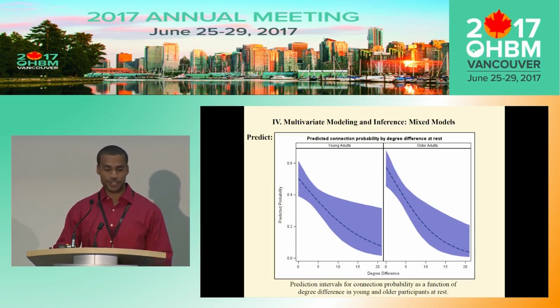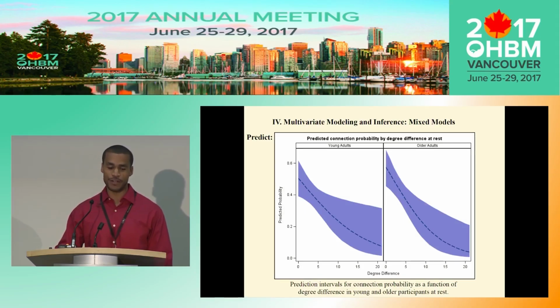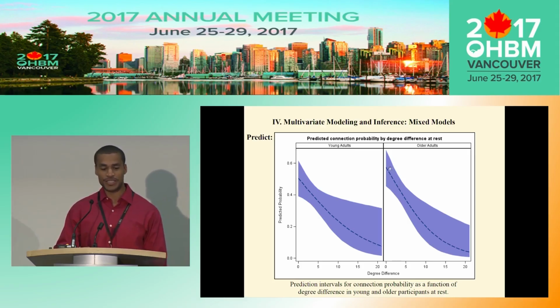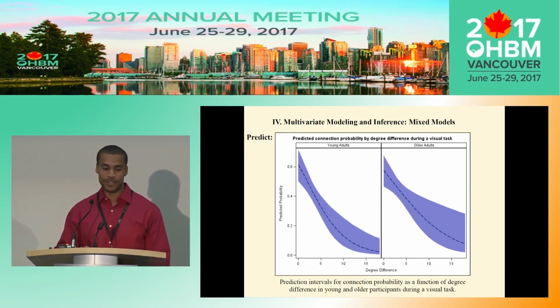And so just to illustrate one of the modeling approach's utilities, we looked at the prediction intervals for connection probability as a function of degree difference in young and older adults. And so what we can see is that in older adults, when you have 2 regions with the same degree, they have a higher predicted probability of being connected. But this decays at a faster rate than for younger adults as the difference in degree becomes greater. So in other words, older adults have more degree assortative networks at rest.